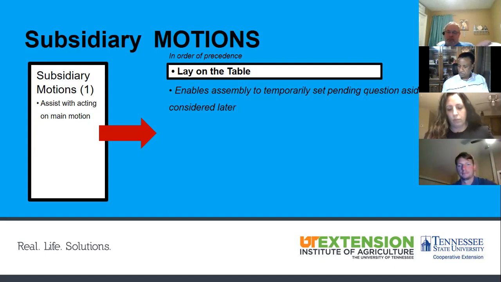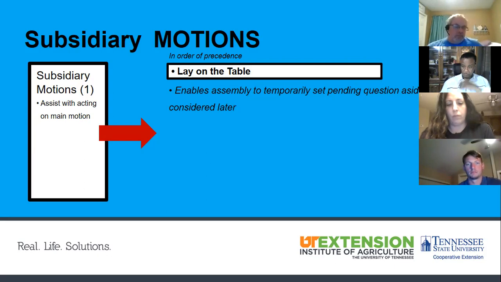As long as the motion is laid on the table, it's still in the group's control, so no other motion on that subject can be brought in front of the group until the original motion that is on the table is handled. It's also out of order to move to lay a motion on the table if there is no matter that appears to be urgent in front of the group. So you can't just move to lay it on the table just because you want to.